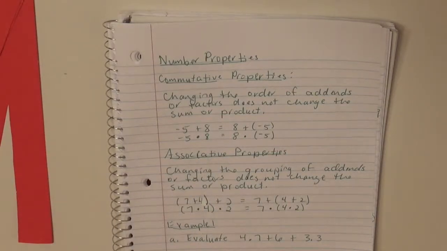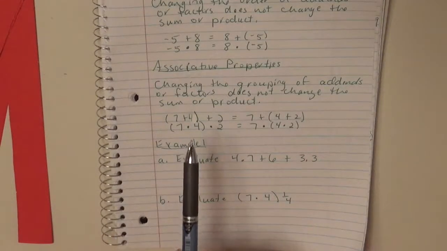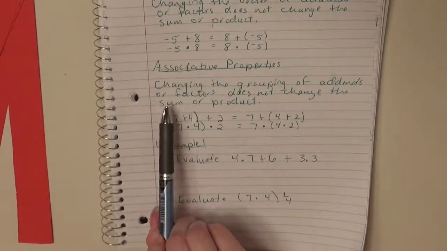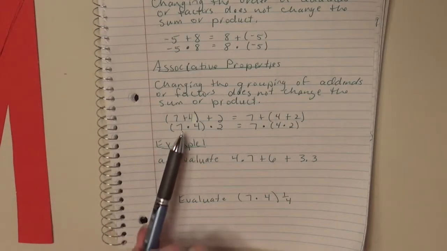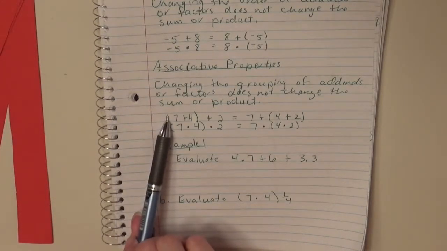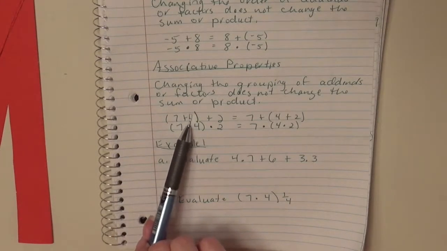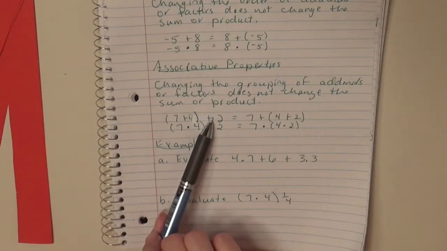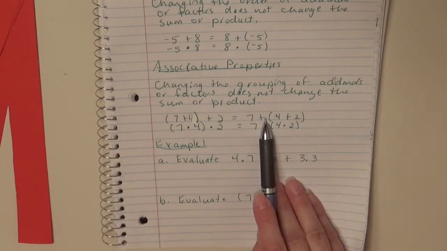The second property is the associative property. Okay, the associative property just says that we can change the way things are grouped together sometimes. Changing the grouping of add-ins or factors does not change the sum or product. So here in this example, you'll see you've got 7 plus 4 inside parentheses, and then plus 2. So that's saying that you know from order of operations that you do the inside of the parentheses first. So if you added 7 and 4 first and then added the 2, you'll get the same answer as if you added the 4 and the 2 and then added the 7 last.